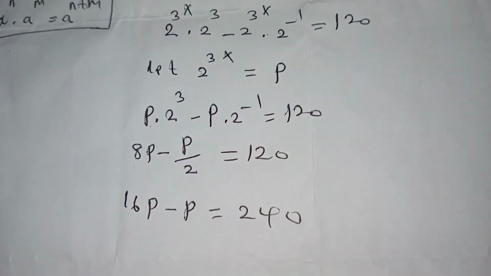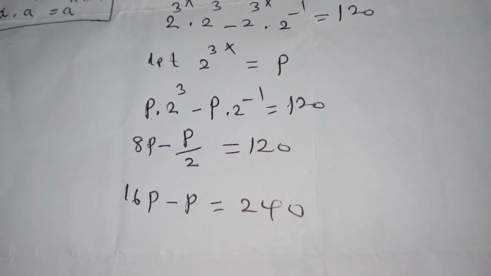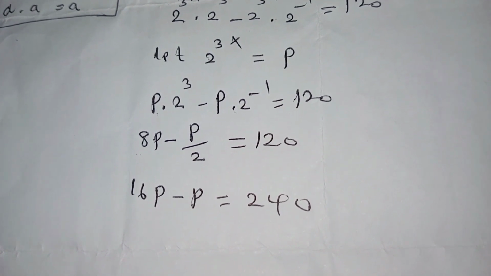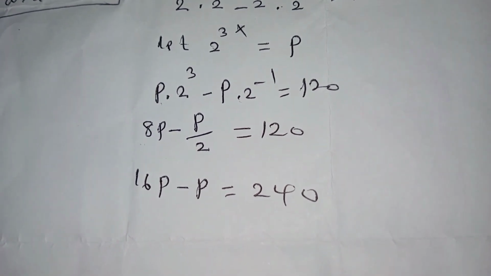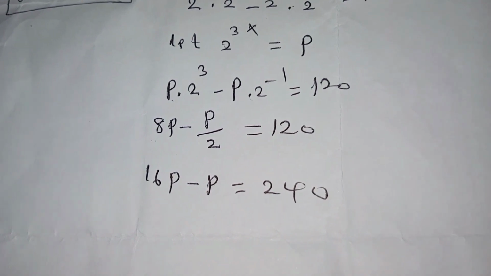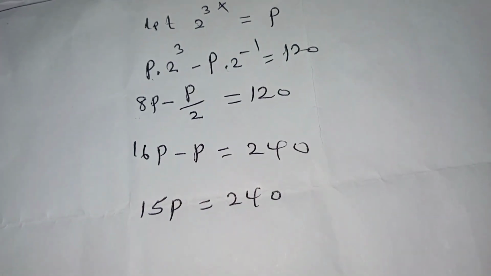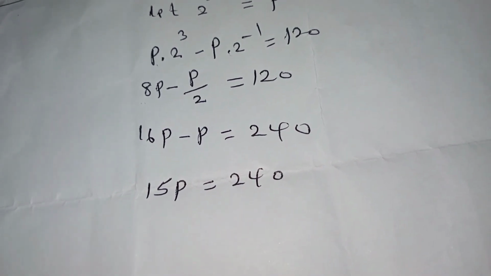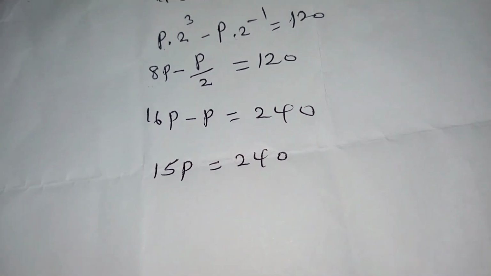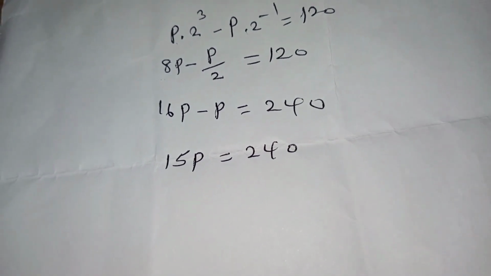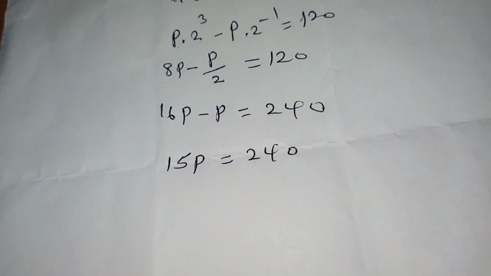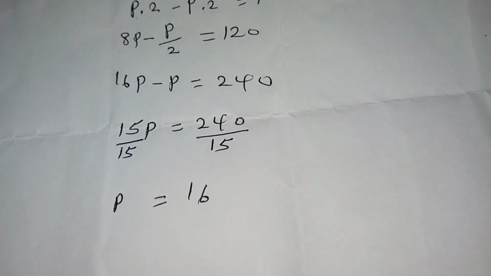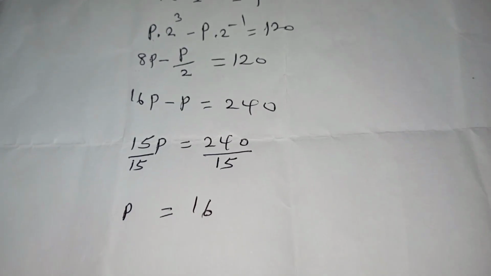So 8p times 2 will be 16p. P over 2 times 2 will be p. 120 times 2 will be 240. 16p minus p is the same as 15p, which is equal to 240. So we divide by 15 both sides. 240 divided by 15 will give us 16. So our p is equivalent to 16.